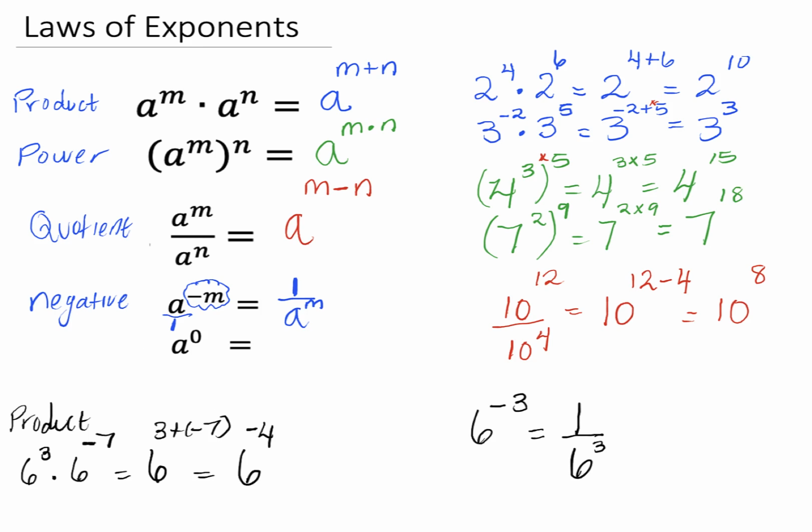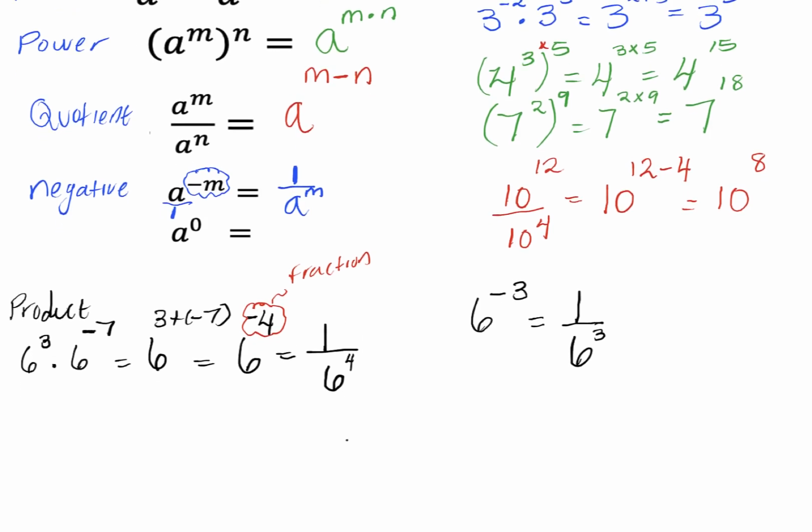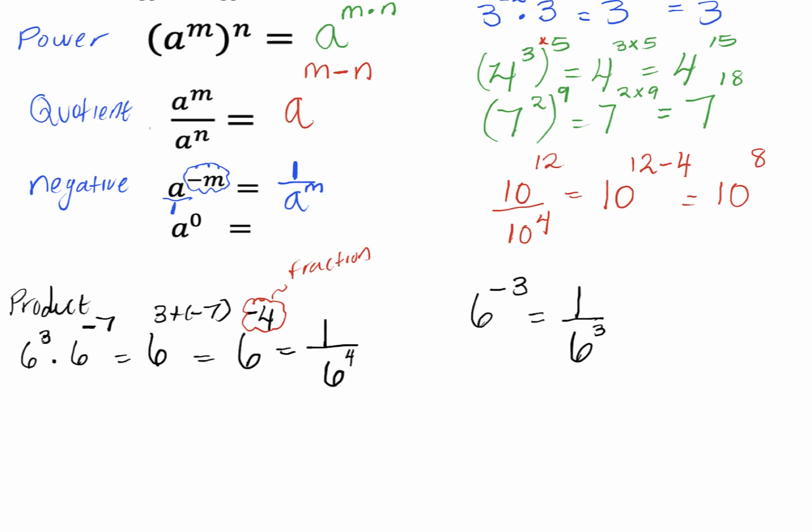But again, negative exponents are not allowed. Whenever I see a negative exponent, I think of a fraction. So I have to write that as a fraction. This would now be 1 over 6 to the positive 4. So that's an example of the product rule.